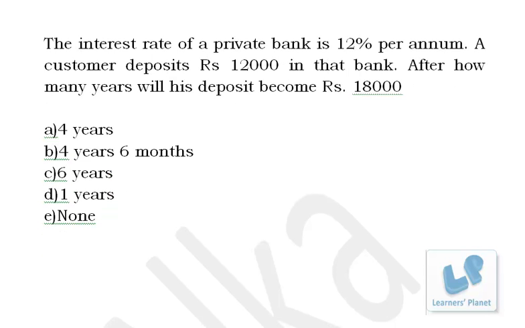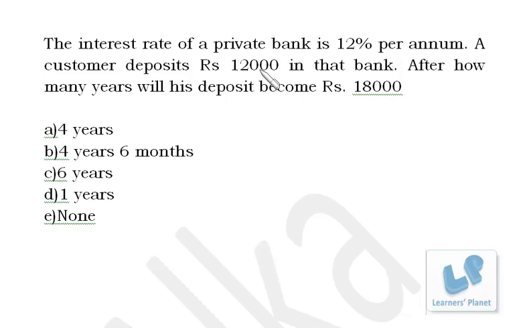Now, the interest rate of a private bank is 12% per annum. A customer deposits rupees 12,000 in that bank. After how many years will his deposit become rupees 18,000? That means the simple interest should be 6,000, right? Because the initial principal is 12,000 and 6,000 is added, then the final amount after some time becomes 18,000, right?